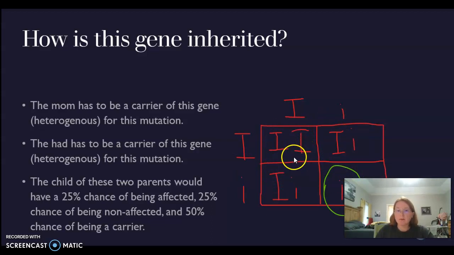25% that they are non-affected, perfectly normal, would be this one. Our next option would be 50%, which is these two right here, that they would be carrier for it, meaning if they reproduced with another carrier individual, they could have a child that had this disorder. And then here we have the 25% chance that they will be affected by the disorder by the two small i's.